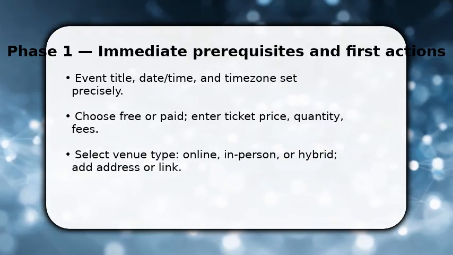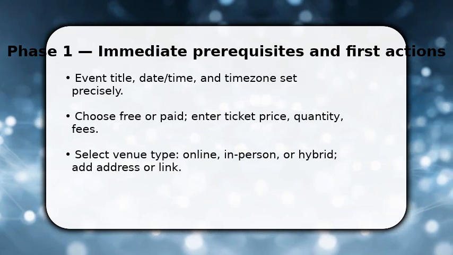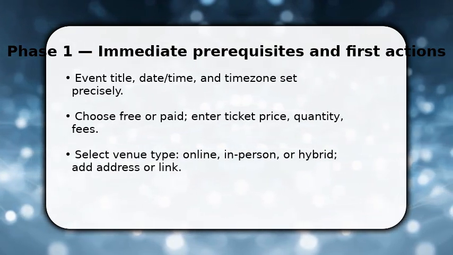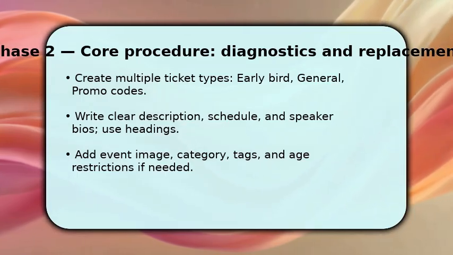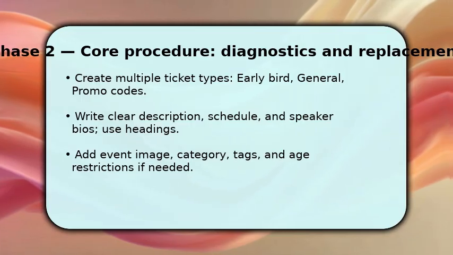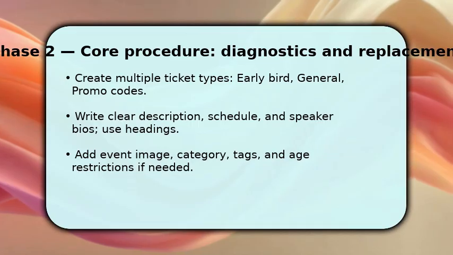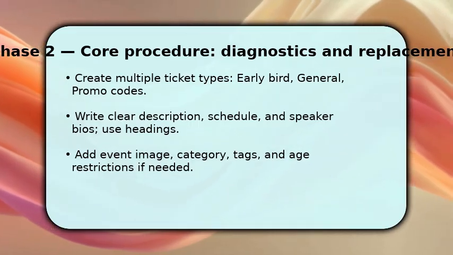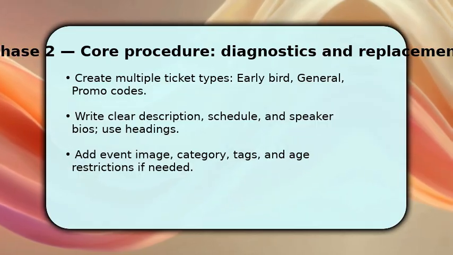Make sure organizer details and contact email are accurate because they appear on confirmations and matter for attendee questions. Now build the experience. Create ticket types with quantities and sales windows. Early bird, general admission, and promo codes help manage demand. Write a concise description that covers what, who, and why. Include schedule, speaker bios, and logistical notes so attendees know what to expect.